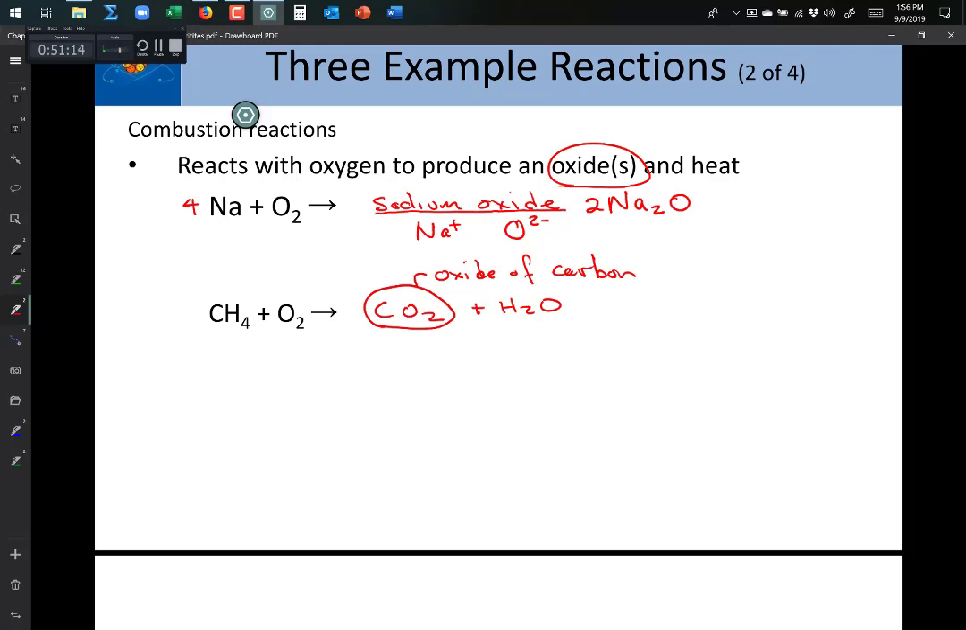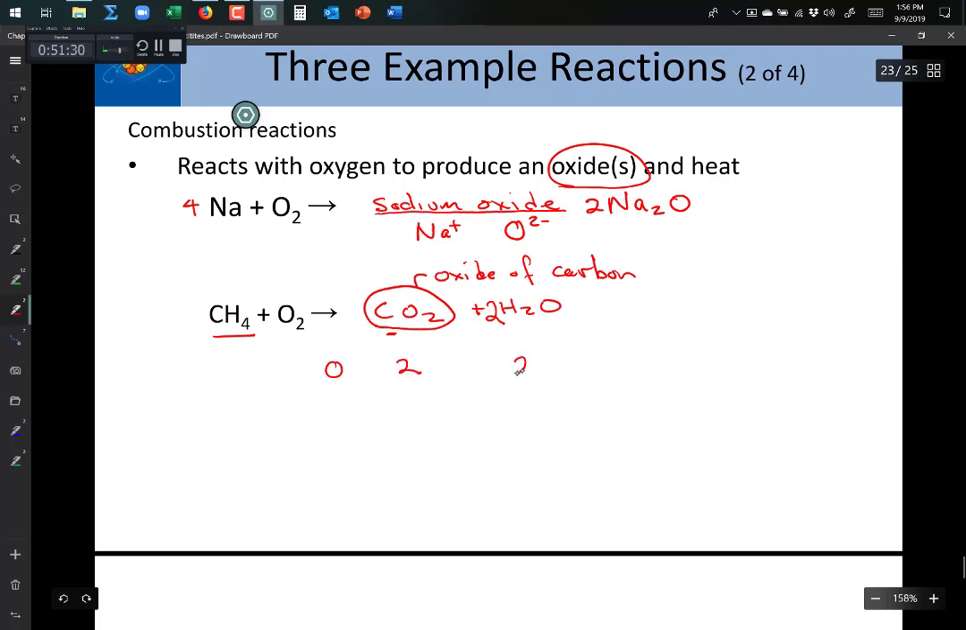Okay. So how would you balance this one? I need 2 here, right? I'm going to start with this. I have 1 carbon. I have 4 hydrogens now. And so my oxygens are the only thing I have left to balance. So I have 2 from here and I have 2 from here. So I need a total of 4. So I'll pop a 2 in there, and that'll give me my 4 when I've balanced. This is the oxygen. Okay. So that's combustion reactions in a nutshell.